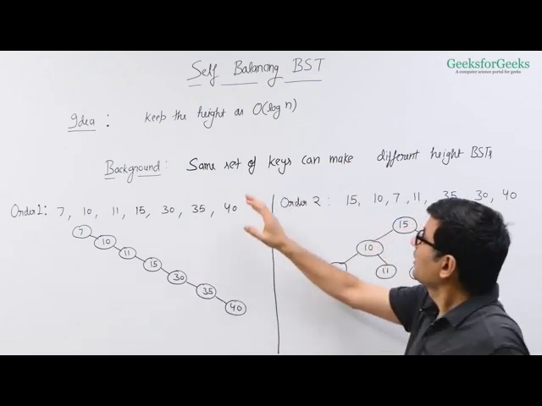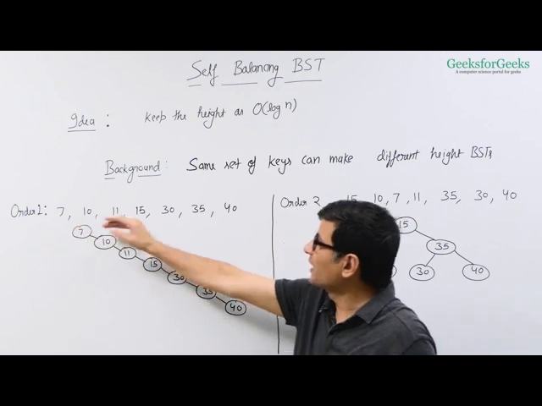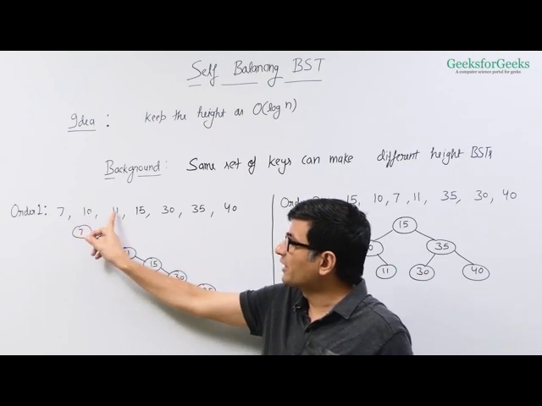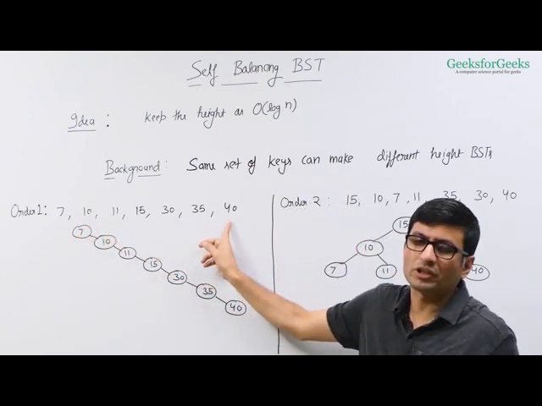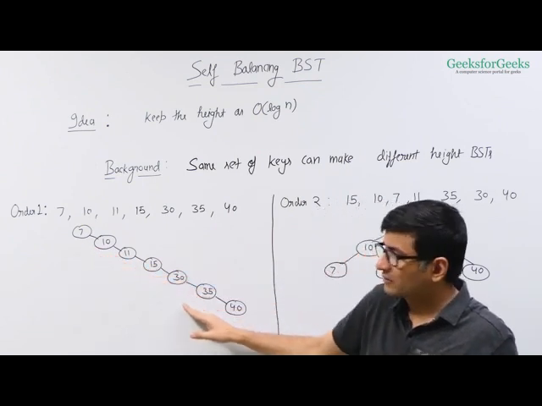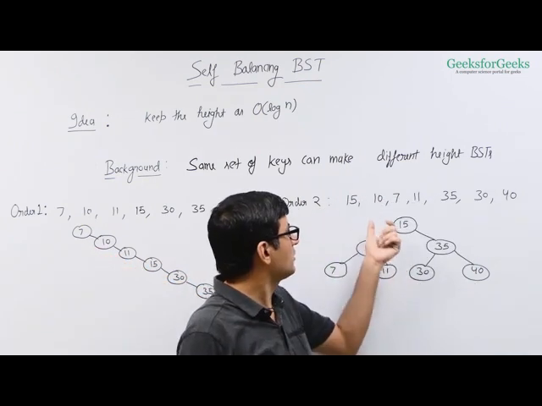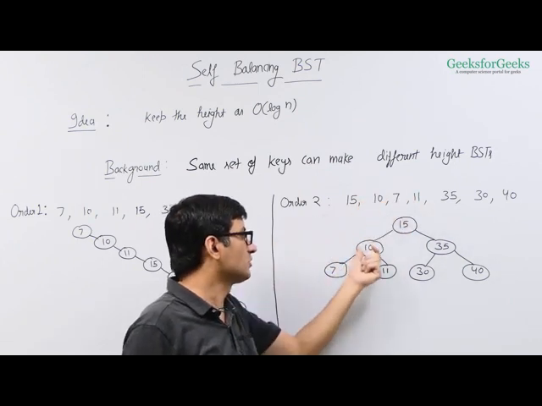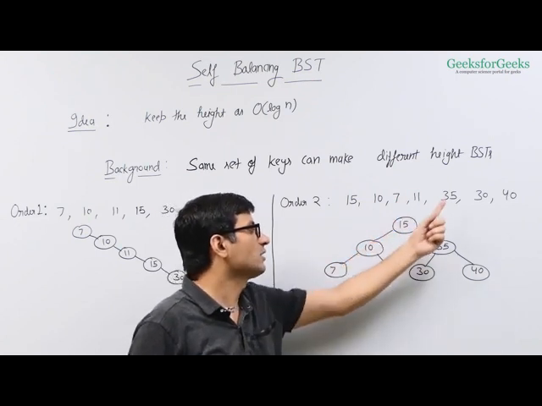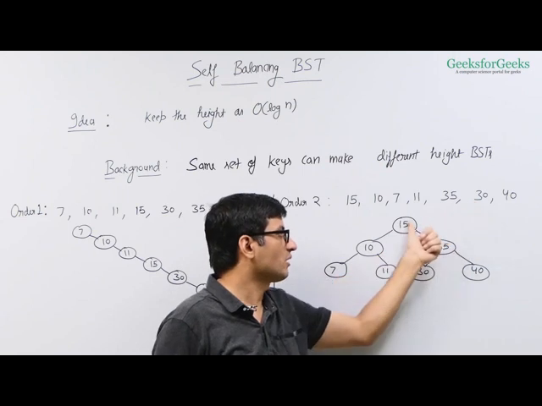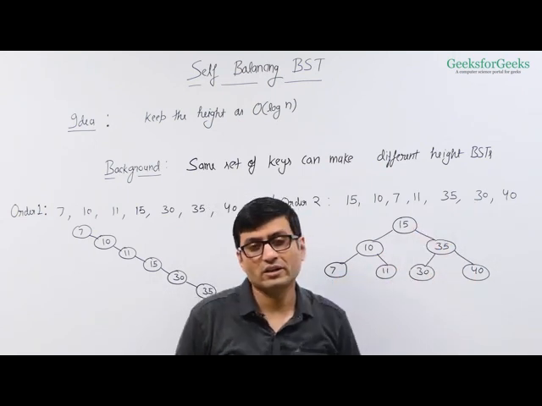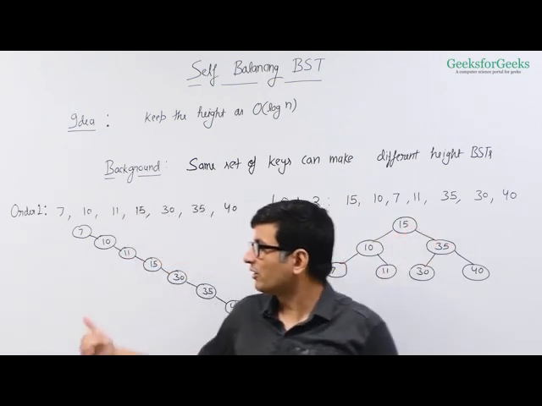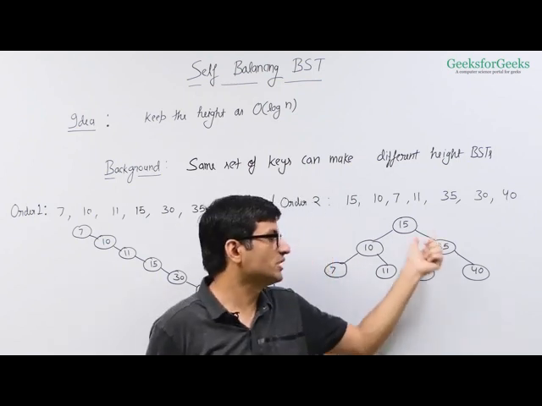For example, I have some keys here, these 7 keys. If I insert these keys in increasing order, I insert 7 first, then 10, then 11, then 15, 30, 35, and then 40, I get a tree like this. But if I insert these keys in this order, 15, 10, 7: 15 comes first, then 10 goes to the left, 7 goes left, left, 11 left, right, 35 right, 30 right, left, 40 right, right. If I insert this way, I get a perfectly balanced binary search tree. The height of the first BST is n, the height of this BST is log n.